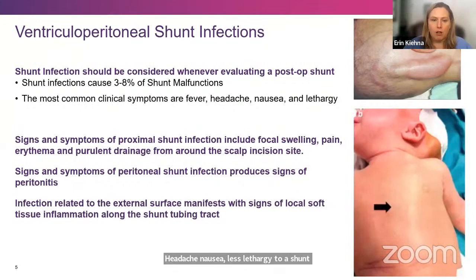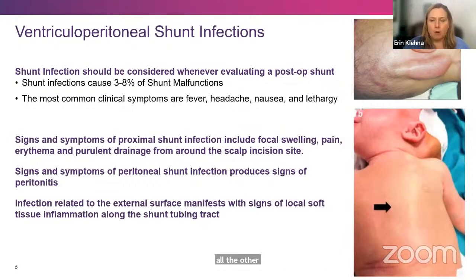But now we are all in that time of year in the Northern Hemisphere where this is basically every child in the emergency room, regardless of whether or not they have a shunt, as they will all come down with influenza and all the other viruses.